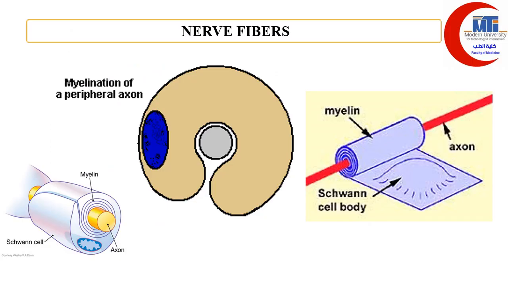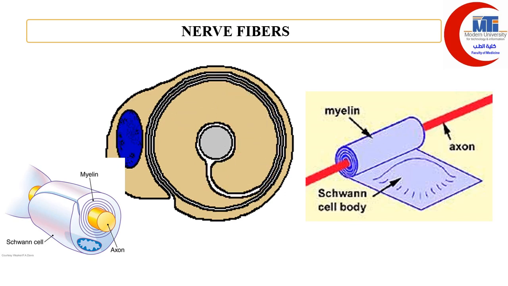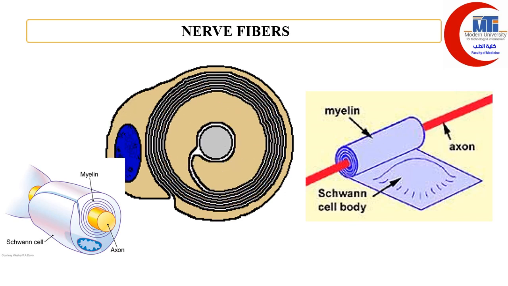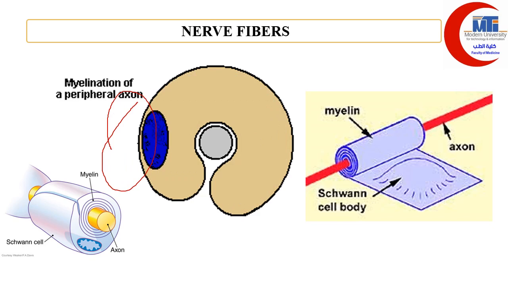Now, nerve fibers: the beginning of myelination of the peripheral axon by a cell called the Schwann cell. The axon is present in the center, and the Schwann cell now forms the myelin by its cell membrane. It surrounds the axon several times to form what is called the myelin sheath. And this part is the nucleus of the Schwann cell.